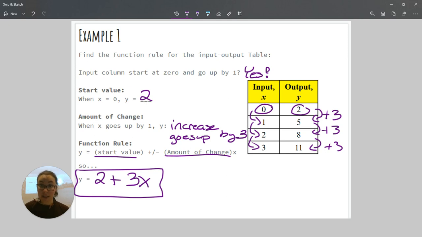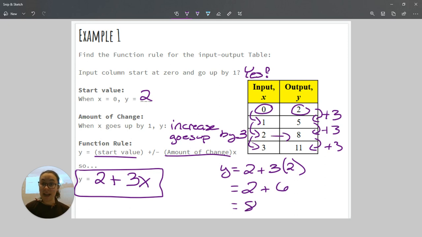And we can double check this by plugging in any of our inputs to see if we get the correct output. So let's plug in 2. We're plugging in 2 for x. y equals 2 plus 3 times 2. Order of operations says we're going to do multiplication first. 2 plus 6 equals 8. And 2 gives us 8. We have our function rule. And that's it.